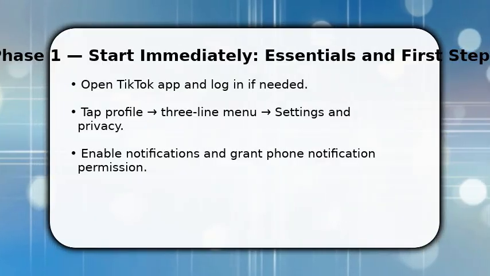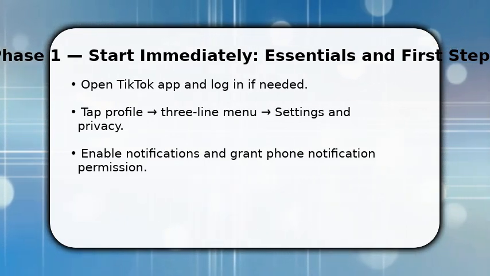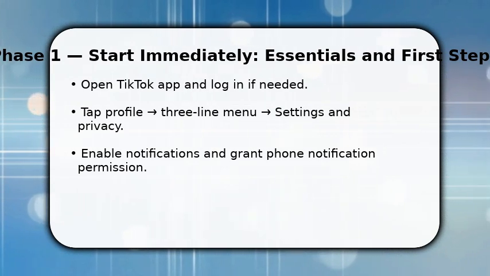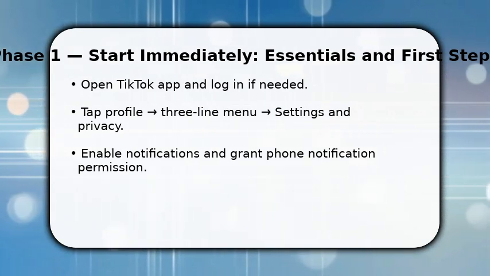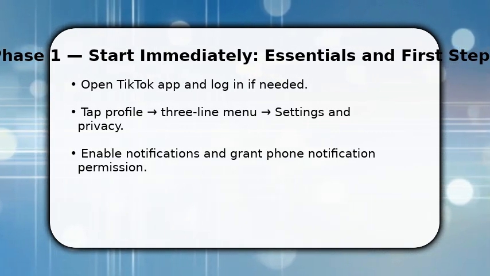You're starting inside TikTok. Open the app and go to your profile. Tap the three-line menu at top right, then Settings and Privacy. This is where TikTok centralizes sound and notification control. Once in Settings, choose Notifications to reveal in-app toggles.